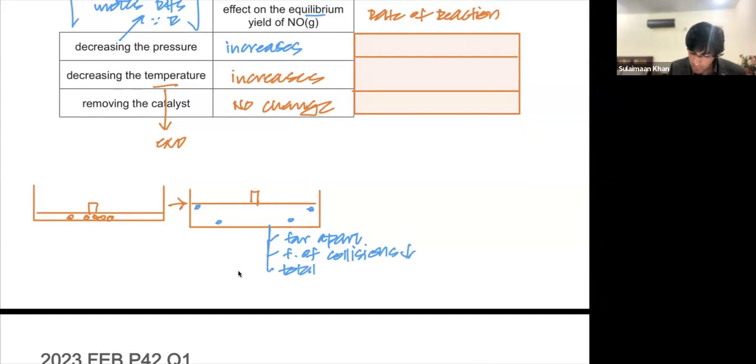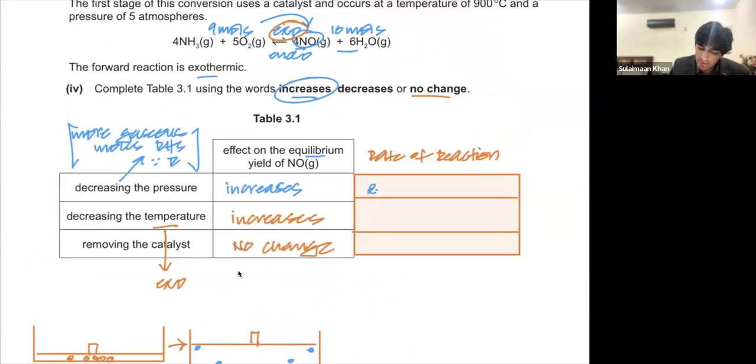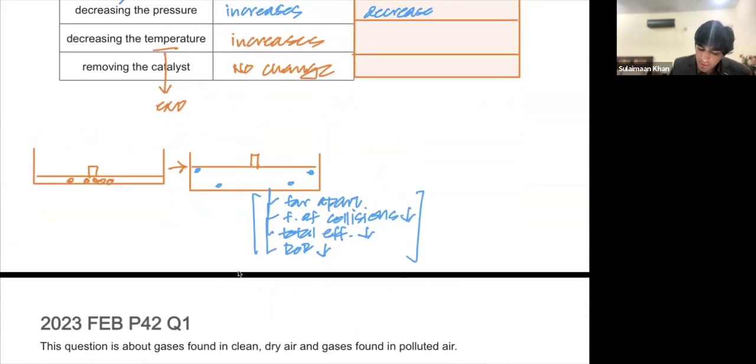Obviously, total effective or total successful collisions are going to decrease, and therefore the rate of reaction is going to decrease. तो ये बातें हमने थ्योरी में की हुई हैं, लेकिन चलो रिवाइज कर रहे थे. So it's going to decrease. What if I said, what effect would it have on the rate of forward reaction? What effect would it have on the rate of reverse reaction?